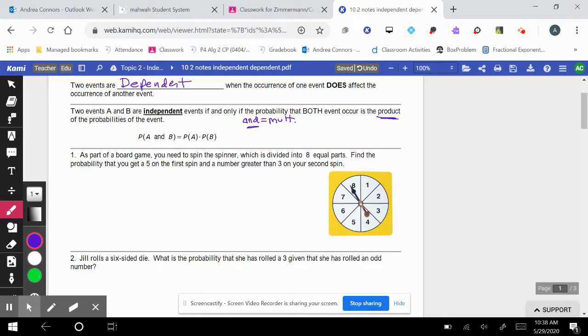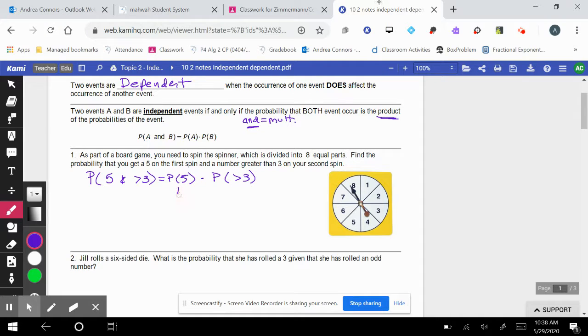So for example, as part of a board game, you need to spin the spinner, which is divided into 8 equal parts. Find the probability that you get a 5 on the first spin and a number greater than 3 on your second spin. So the probability of getting a 5 and a number greater than 3 would be the probability of getting a 5 times the probability of a number greater than 3.